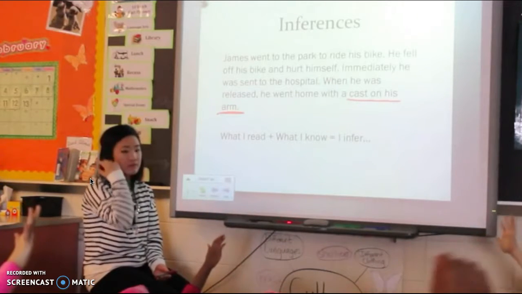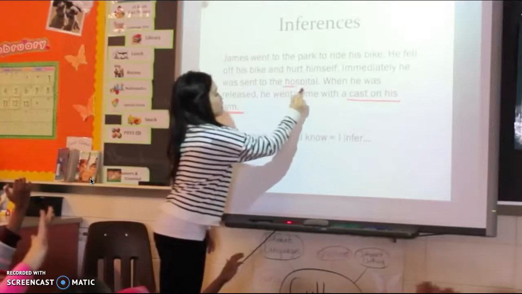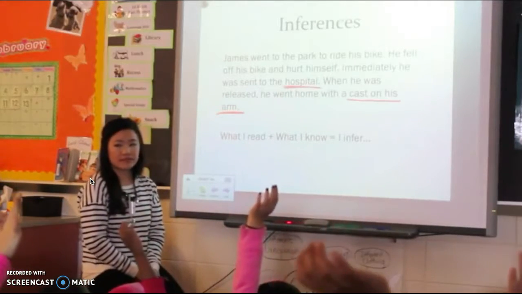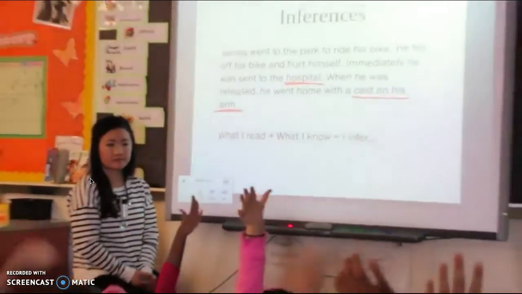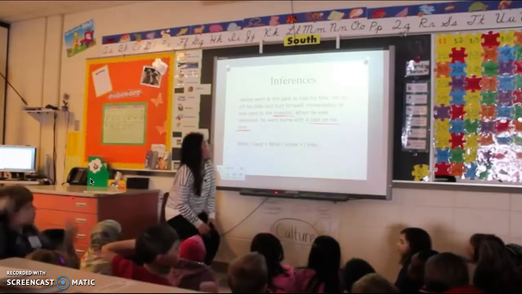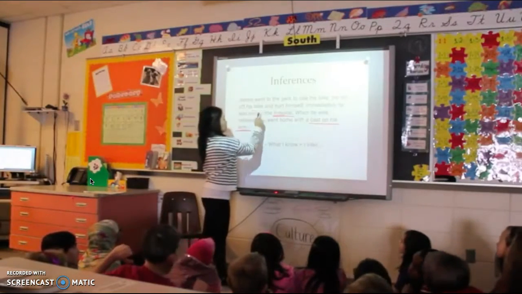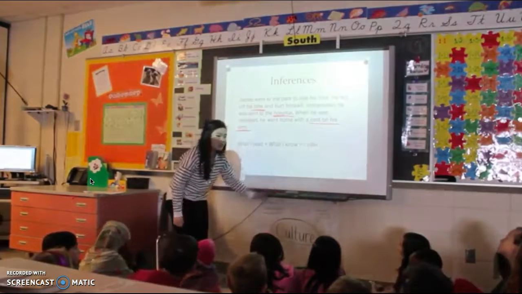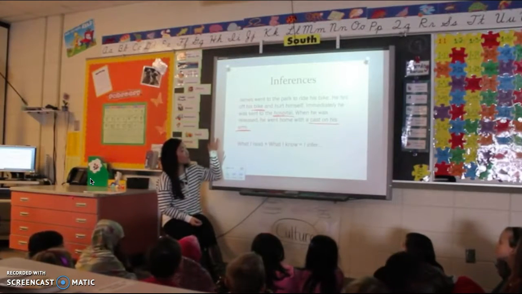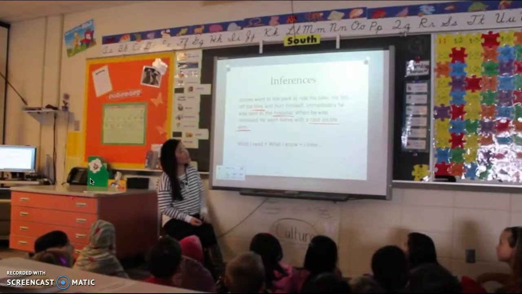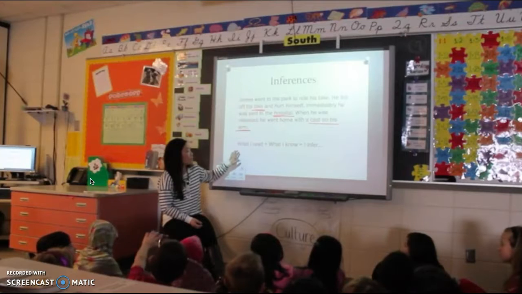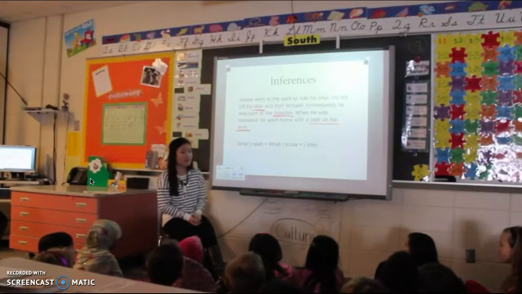Hospital. He went to the hospital. And let me take one more. Zachary H. Bike. He had his bike with him. All right, so those are some really good key details that we drew out from this. So he fell off his bike. He went to the hospital, and he came out with a cast on his arm. What we read was that stuff.